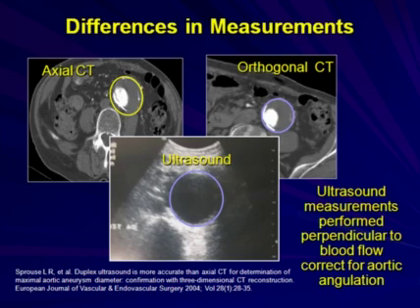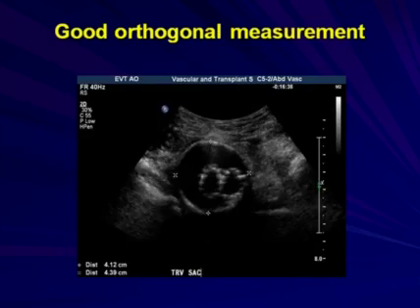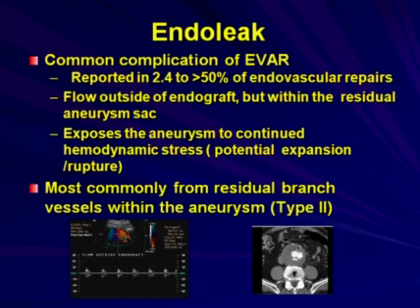Here's the reference I was talking to you about. This was published in 2004 in the European Journal of Vascular and Endovascular Surgery, with the main author Richard Sprouse, looking at all of this data. This is a good orthogonal measurement. This is what we want to see, a nice round residual aneurysm sac in which we can measure appropriately for that follow-up of those serial studies.